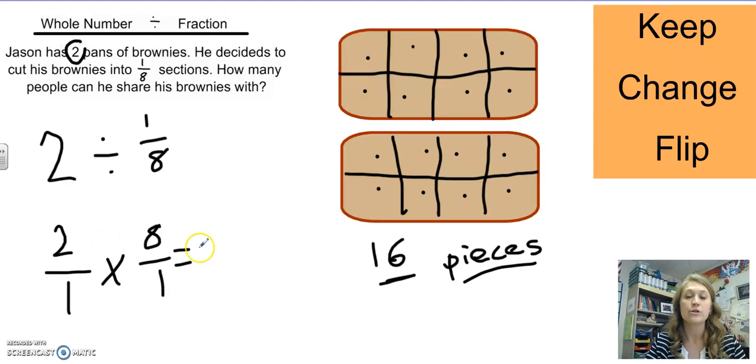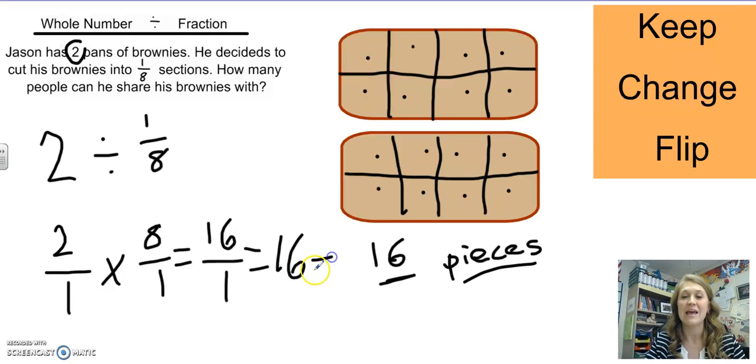Multiply the numerators, 2 times 8 equals 16, and multiply the denominators, 1 times 1 equals 1. We know that any number over 1 is the whole number, and in this case it's 16, and so our answers are the same. Jason can share his brownies with 16 people because he created 16 pieces.